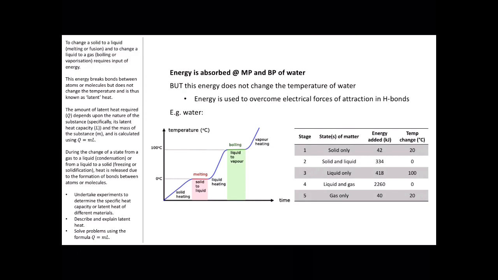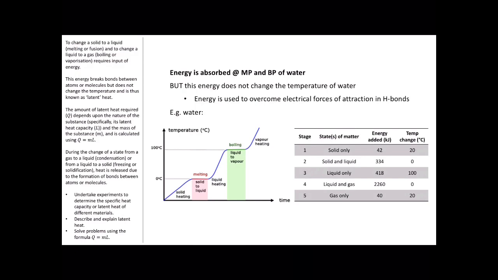To change a solid to a liquid, called melting or fusion, and to change a liquid to a gas, called boiling or vaporization, requires the input of energy. This energy breaks bonds between atoms or molecules, but doesn't change the temperature and is thus known as latent heat.